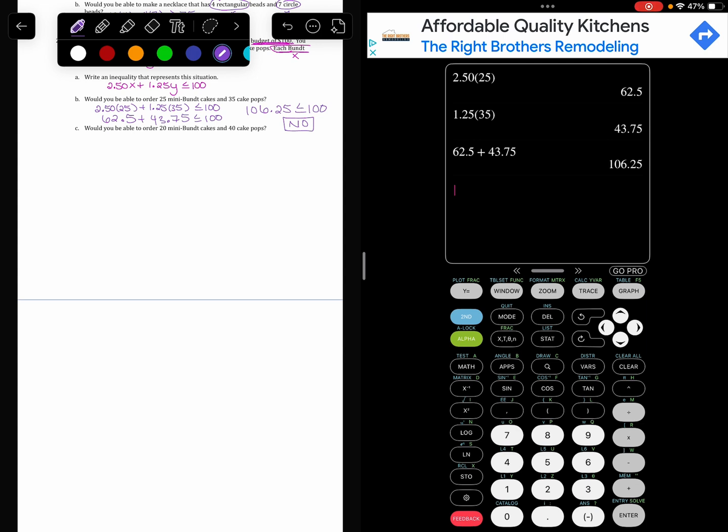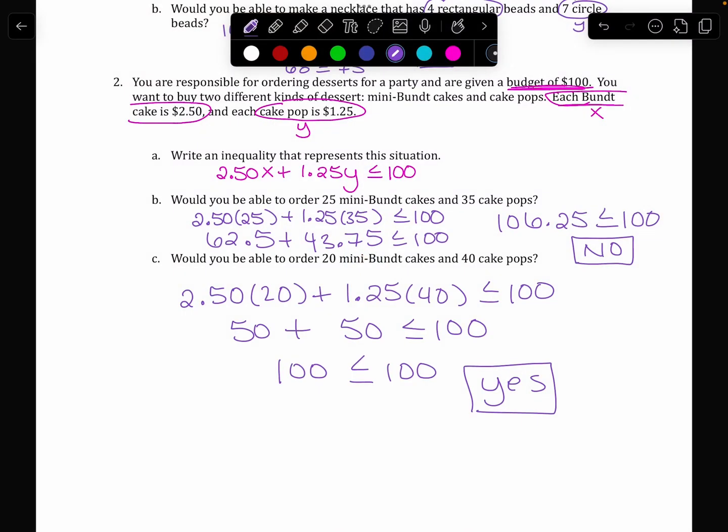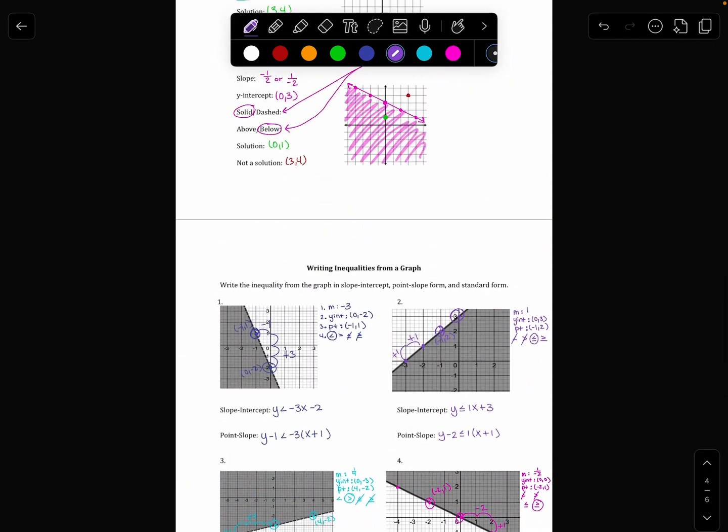Now, it says, well, would you be able to order 20 mini bundt cakes and 40 cake pops? Let's try that. So we've got 2.50 times 20 plus 1.25 times 40. That should be less than or equal to 100. So we're going to do 2.50 times 20, which is 50. And then we've got 1.25 times 40, which is also 50. Yay. I don't need a calculator for that. Is 100 less than or equal to 100? Yes, it is. So I could buy that different amount of mini bundt cakes and cake pops.